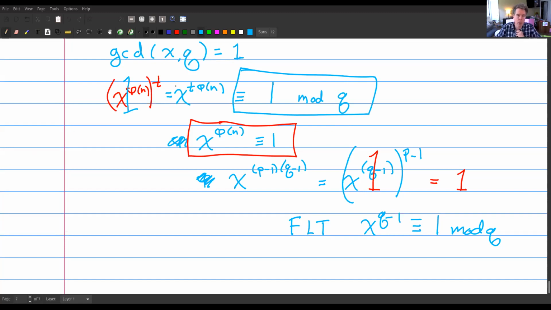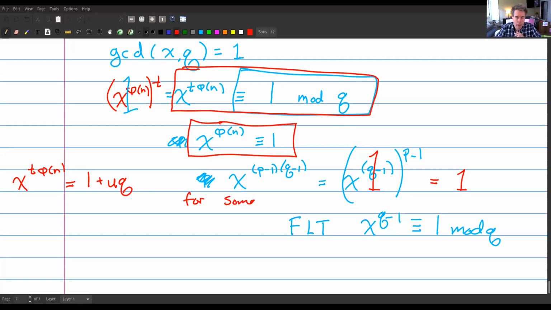So now what can you do with this fact? We have that x to the t times phi n is congruent to 1 mod q. So now we just go back to real numbers. That means that x to the t times phi of n is literally equal to 1 plus u times q for some u. Because the remainder is 1 mod q, so let's just say that q goes in u times evenly, and here's the remainder of 1.